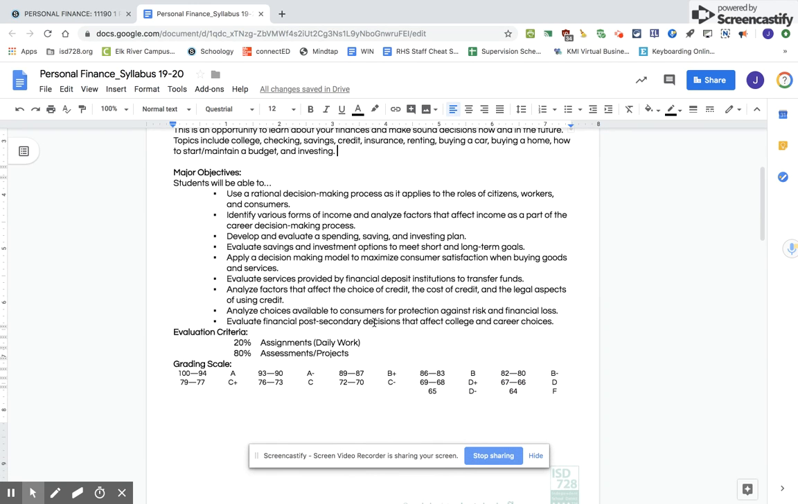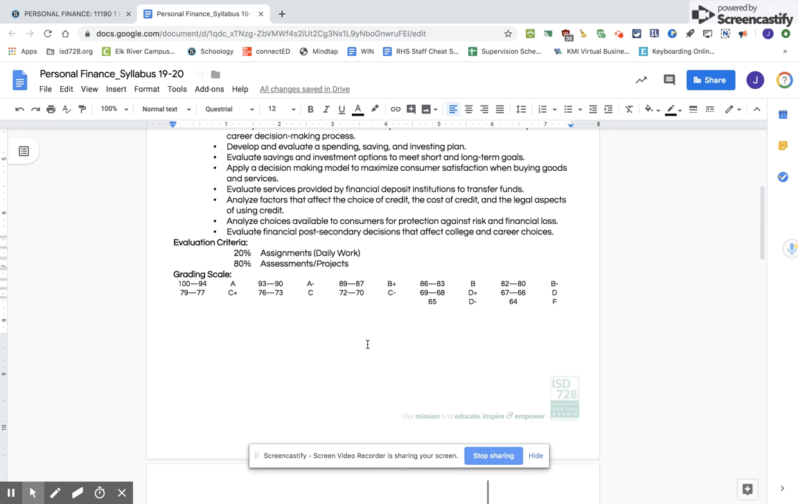As most of you know, and if you don't, we're evaluated on an 80-20 system. So you'll see most of our assignments are daily work and small in-class activities. But most of ours would be small assessments and larger projects. So you will find that we won't be taking huge tests in here, that we'll really just be doing something that will apply to your financial future.